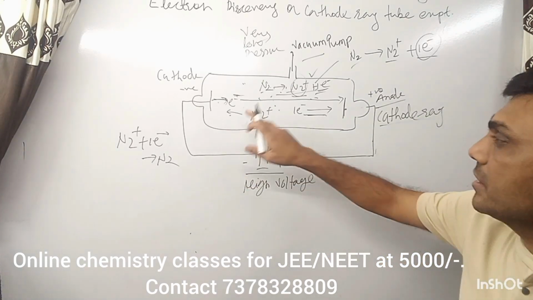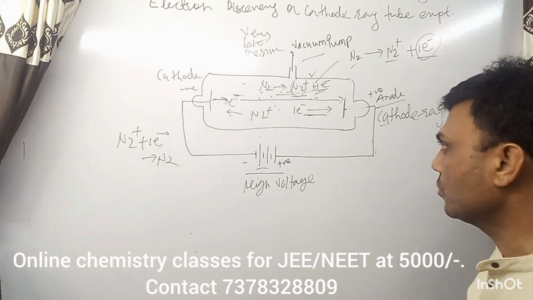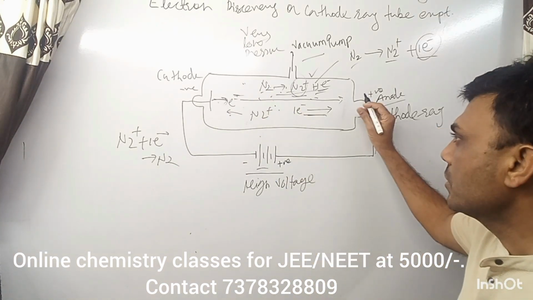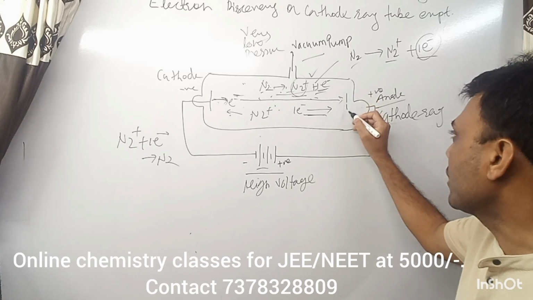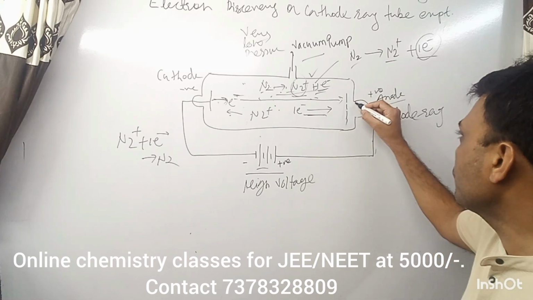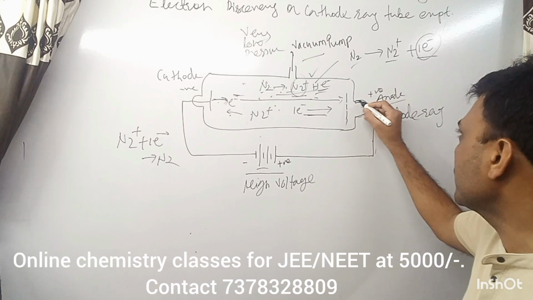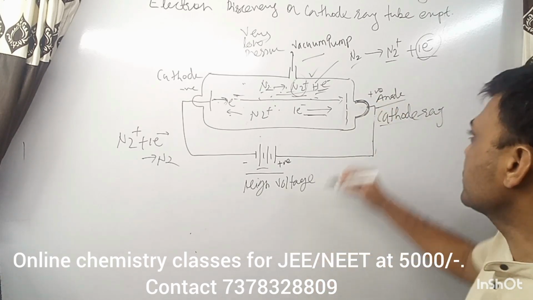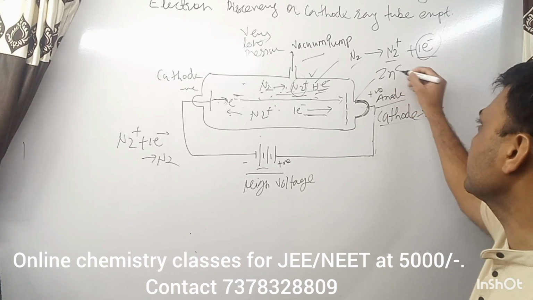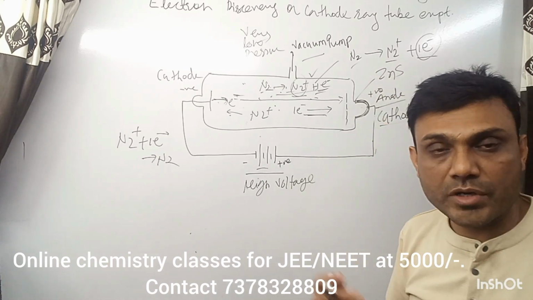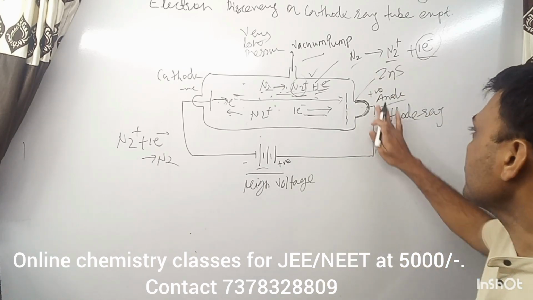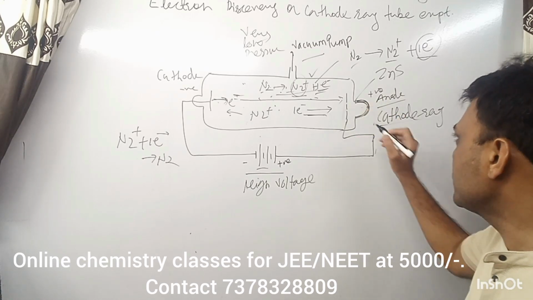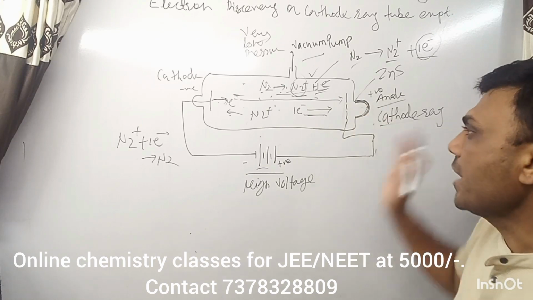To identify the cathode rays coming out of the cathode and going to the anode, we have to make holes in this anode. And we have to keep here one phosphorescent material. Phosphorescent material is zinc sulfide. Zinc sulfide is one of the phosphorescent materials. And this we will attach here. Now this is a perforated anode.